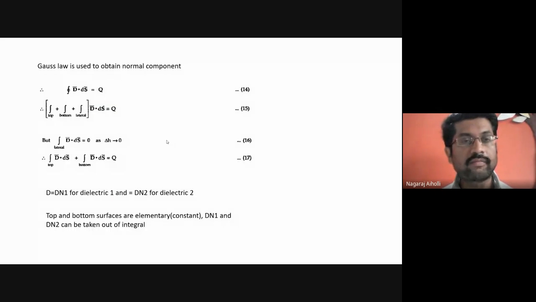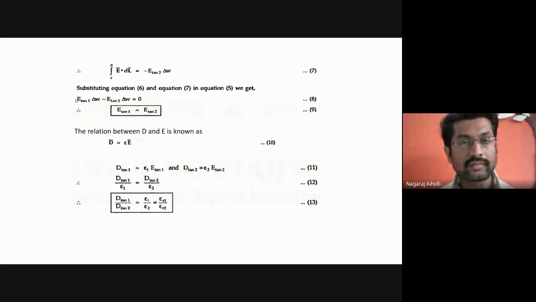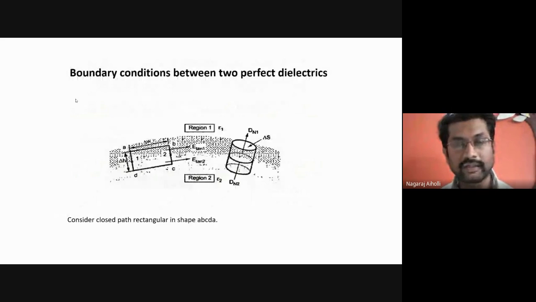To find the normal component, we are using the Gauss law, and we are very much familiar with it. The Gauss law equation is closed surface integral of D bar dot dS bar is equal to Q. That is, the closed surface integral of the electric flux density with respect to the surface is equal to the charge enclosed. When I want to apply this Gauss law, I have to use a cylindrical surface at the boundary. This is the cylindrical surface.